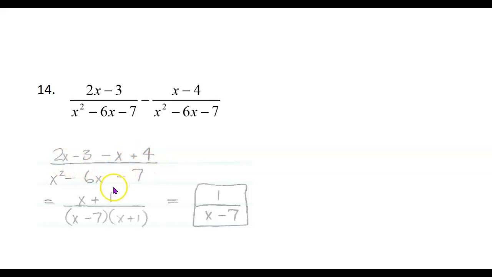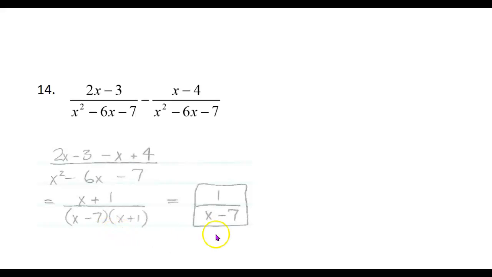So the 2x minus x is x. The minus 3 plus 4 is plus 1. And we get x plus 1 on top. Meanwhile, what we have on the bottom is x squared minus 6x minus 7, which can be factored into x minus 7 times x plus 1. So now I notice there's a common factor of x plus 1 on top and on the bottom that I can cancel out.